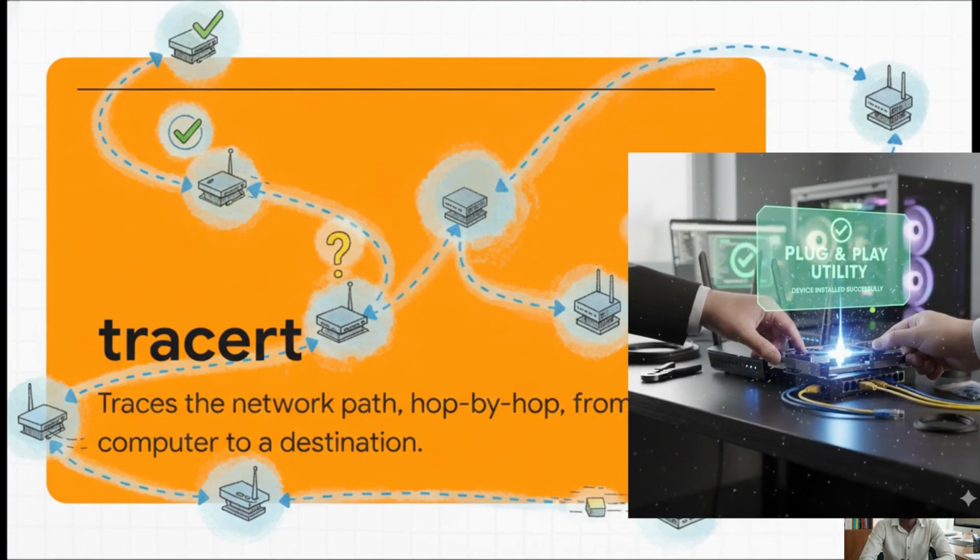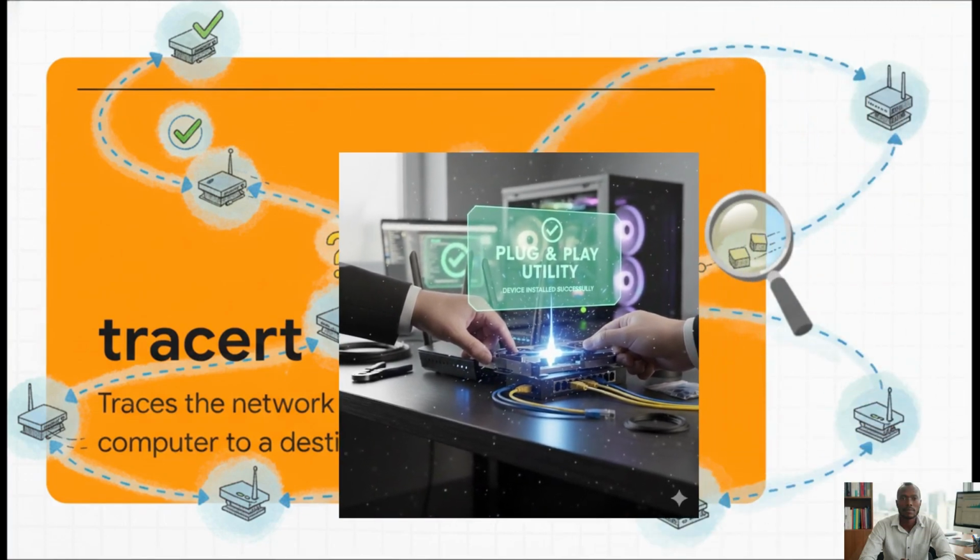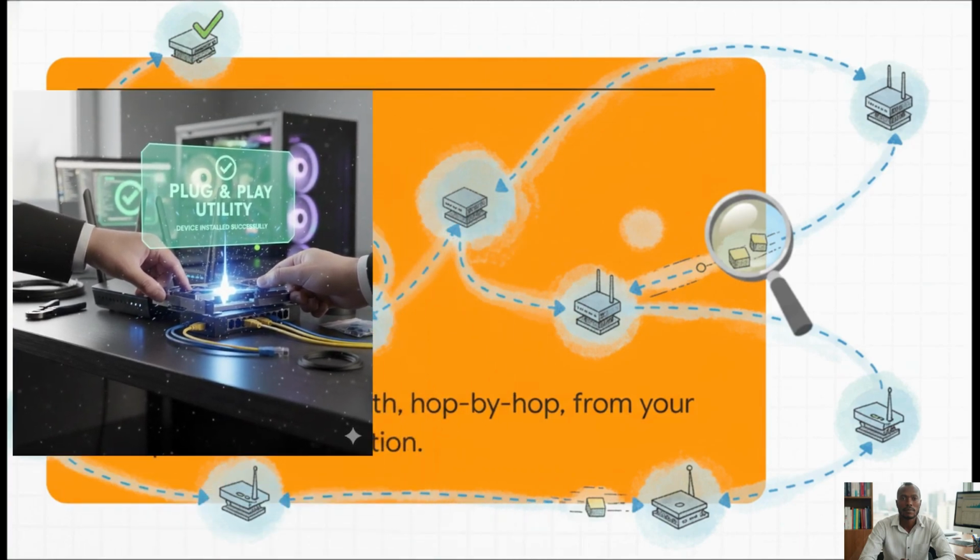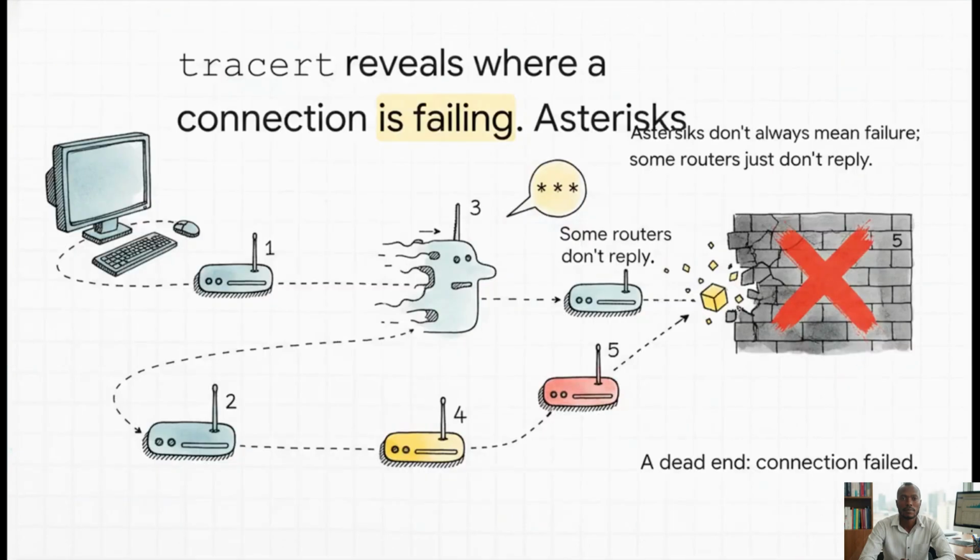It literally maps out every single router, or hop, that your data takes on its journey across the internet to get where it's going. The output here shows you exactly where the connection might be hitting a snag or failing completely. Now, don't get freaked out if you see a row of asterisks.